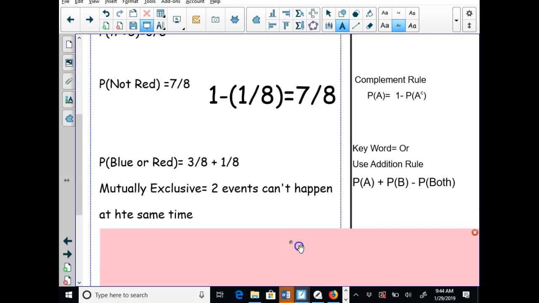Okay, so what should you have learned from this? Whenever you see or, you need to use the addition rule. Add them up together. We never finished adding them up. 3/8 plus 1/8 equals 4/8, which is a 50% chance.